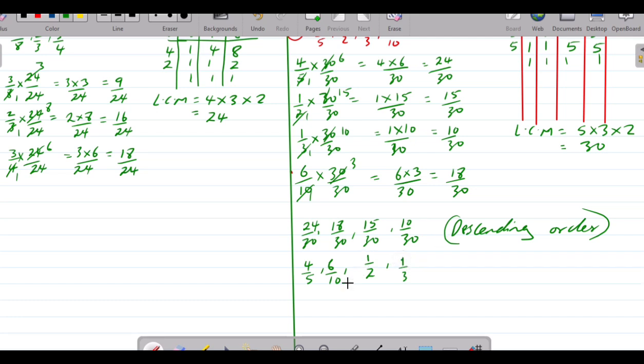So this is how to deal with any question on ordering of fractions. So I want you to try the following question.